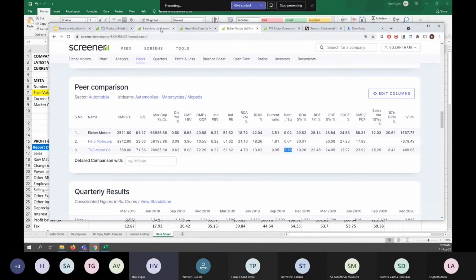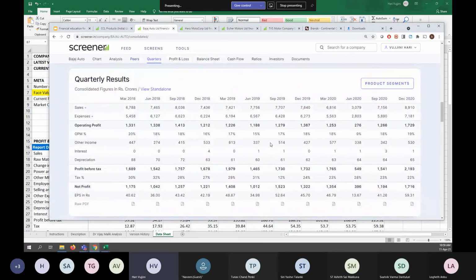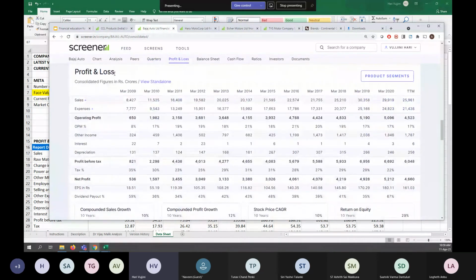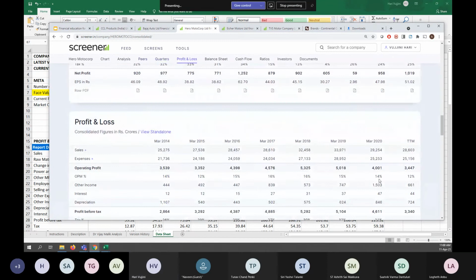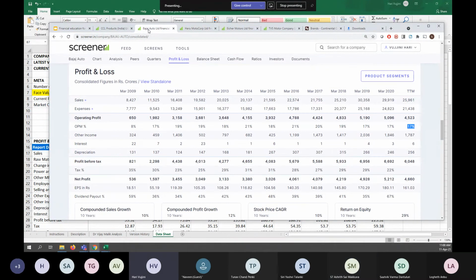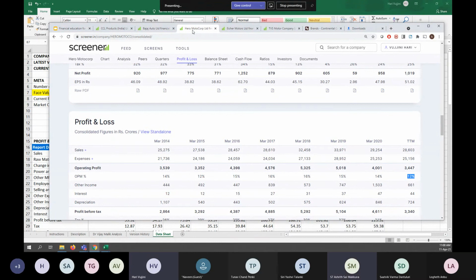Okay, so let's go to the P&L statement. Now I am in Bajaj Auto, and the operating profit they are making, this is quarterly. Remember, don't look at quarterly, look at annual. This is the profit loss statement, and OPM is 17%. Look at Hero, 12%. Bajaj Auto is better than Hero Motor Corp because Bajaj Auto is making 17%.